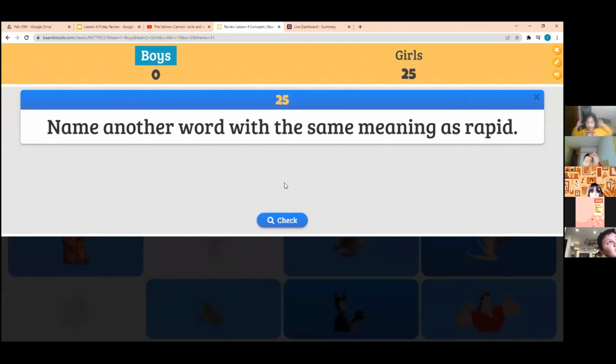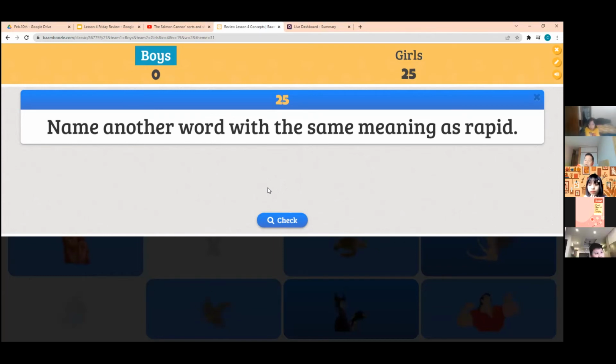Okay. Name another word with the same meaning as rapid. What is rapid? I don't remember. What's another word that means the same thing as rapid? You have to know. That's the question. Give me a guess. We just went over it in class.